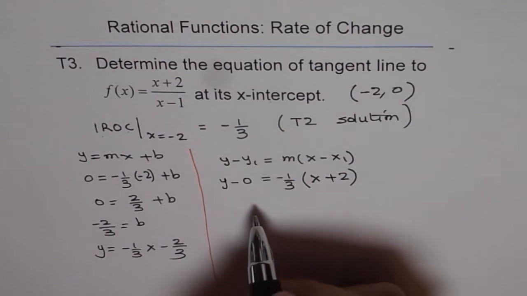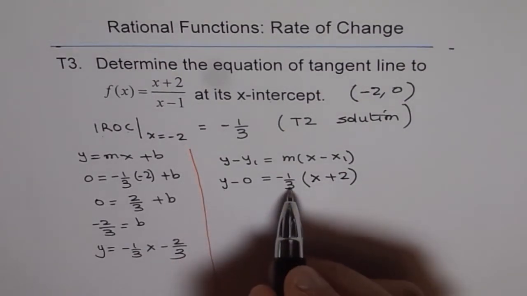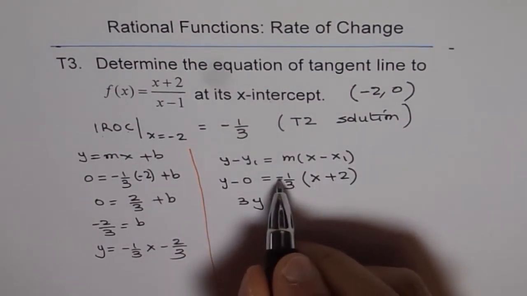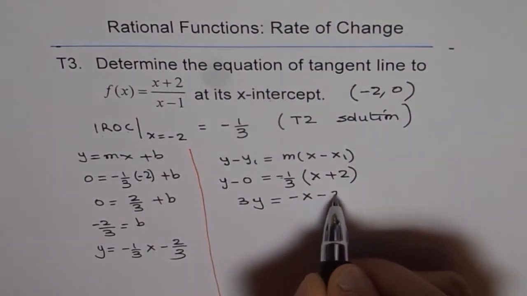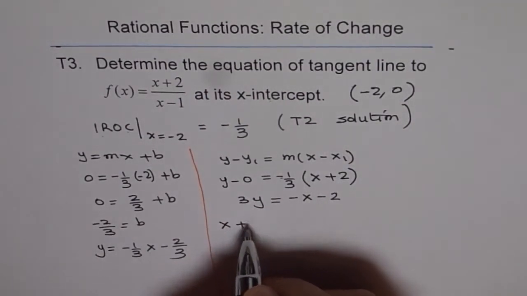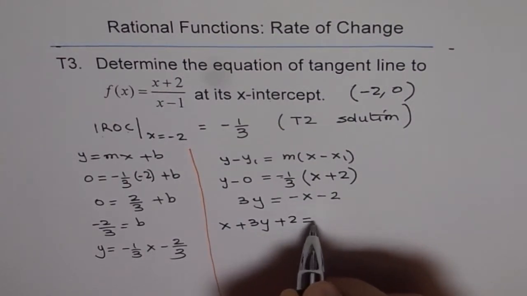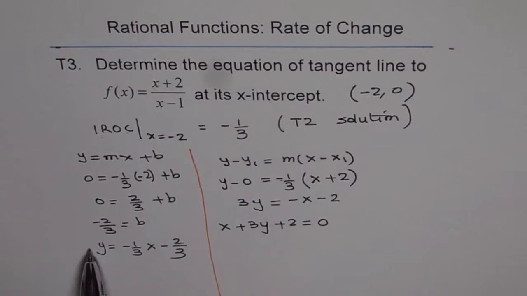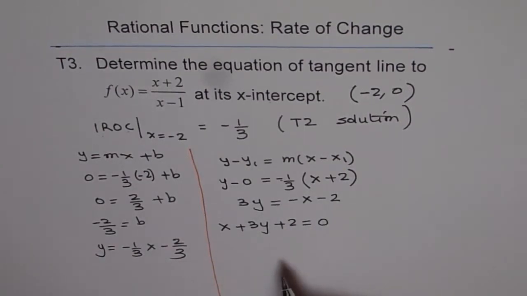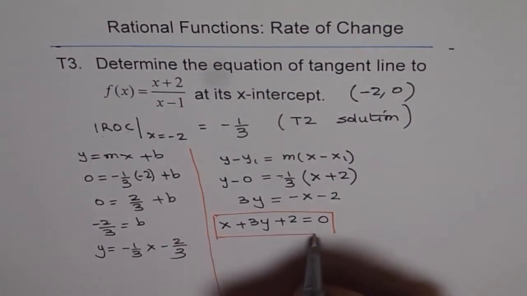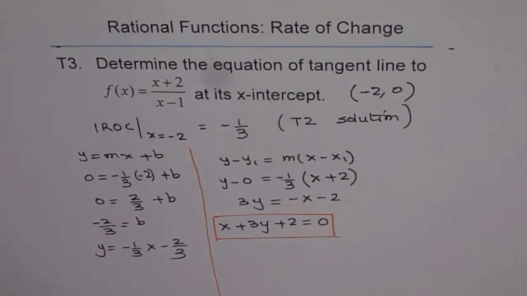Now we can cross multiply and then solve. y minus 0 is just y, and when we cross multiply, we get 3y equals, opening this bracket, minus x minus 2, right? Now we can bring all the terms together and we get x plus 3y plus 2 equals 0. That gives you the equation in standard form, right? It is the same as this, right? If I multiply everything by 3, I get 3y here equals minus x minus 2, just as it was there, right? So that is how you can find your equation of the tangent line with a given slope and a point, correct?